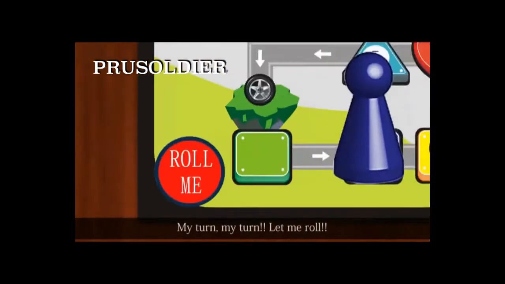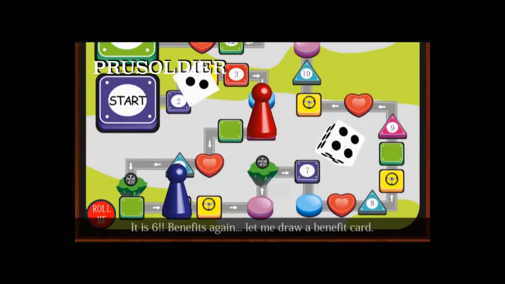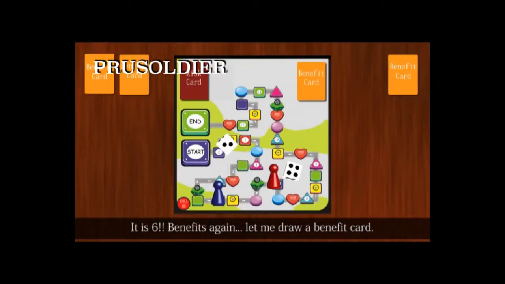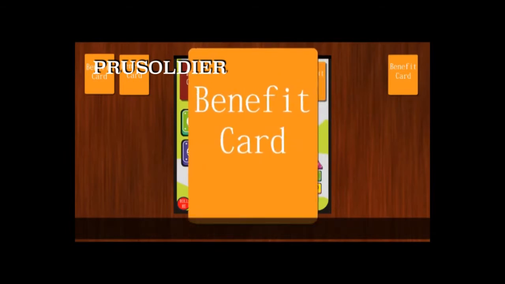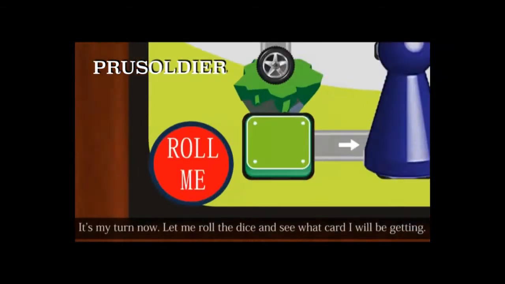My turn! Let me roll. It is 6. Benefits again. Let me draw a benefit card. The card mentions access. A policy owner can gain access to well-diversified investment-linked funds managed by professional investment managers with proven track records, simply by buying an investment-linked life insurance policy with an initial investment at as low as 4,000 ringgit.